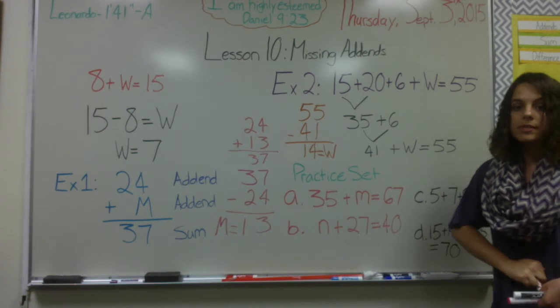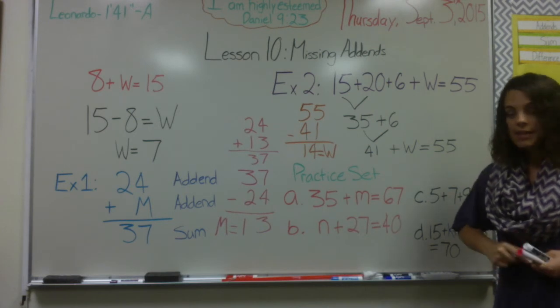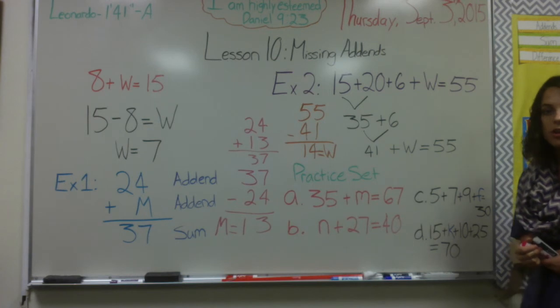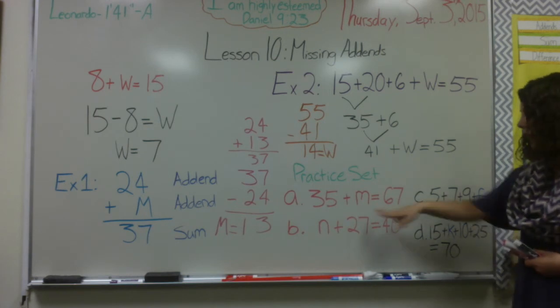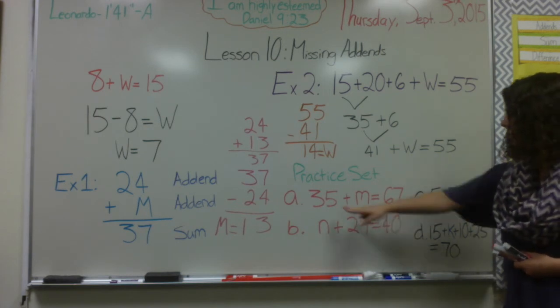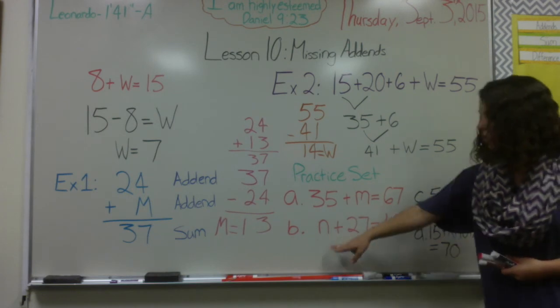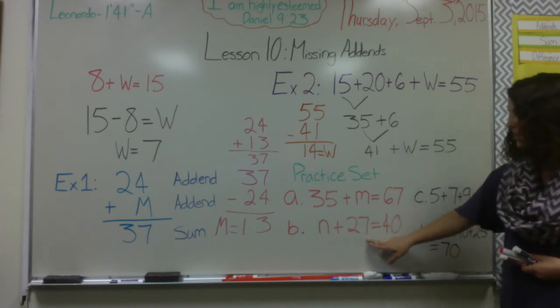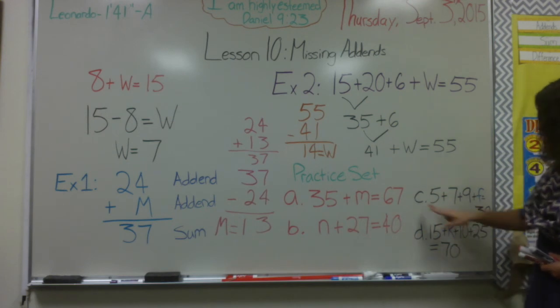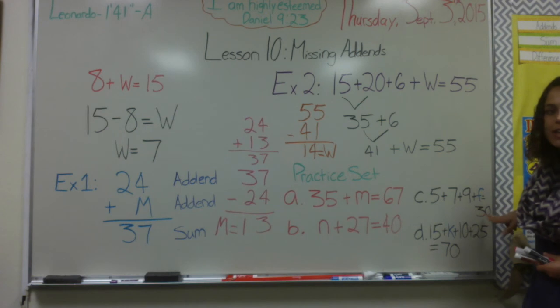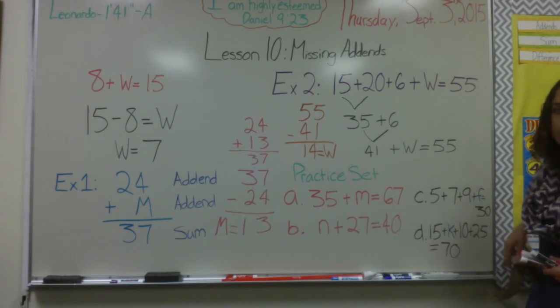Okay, so the problems that you're going to do for today for practice are letters A, B, C, and D. You can follow along with them in your book. Letter A, you're solving for M. 35 plus M equals 67. Letter B, N plus 27 equals 40. C, 5 plus 7 plus 9 plus F equals 30.